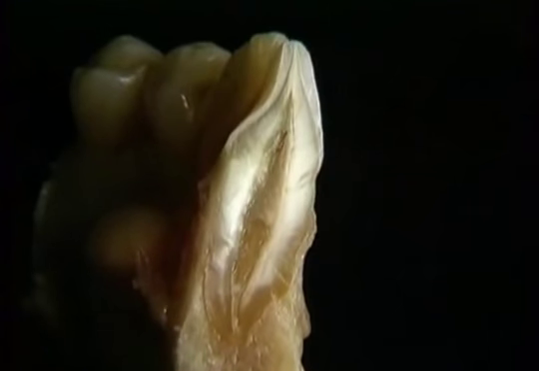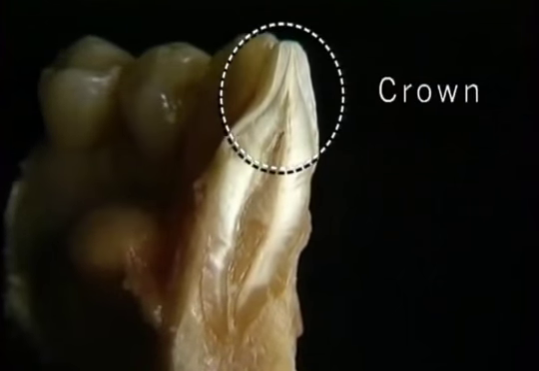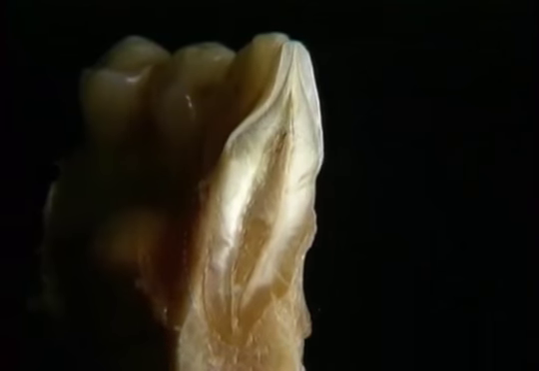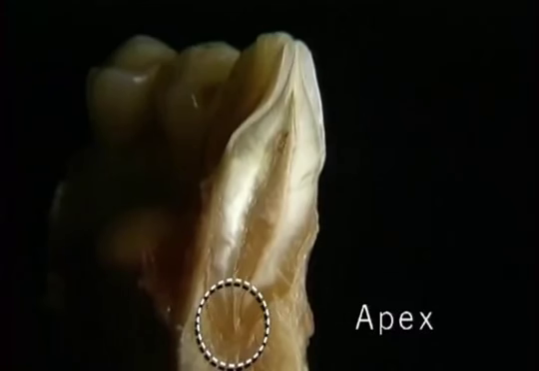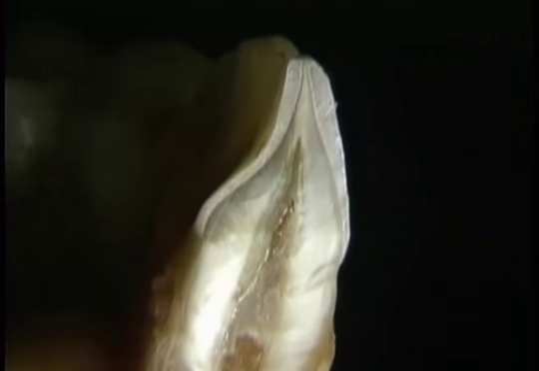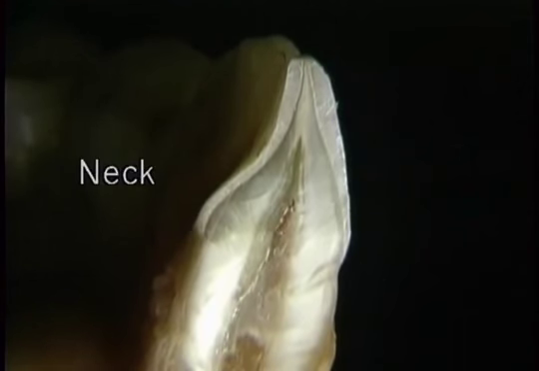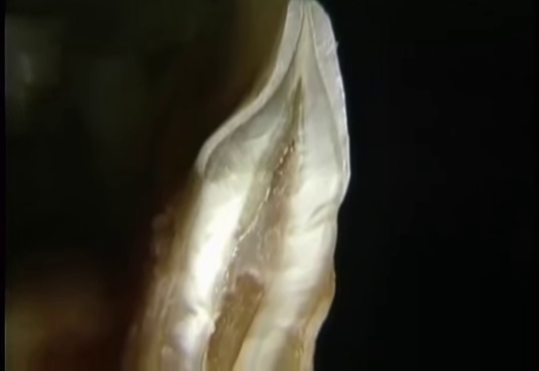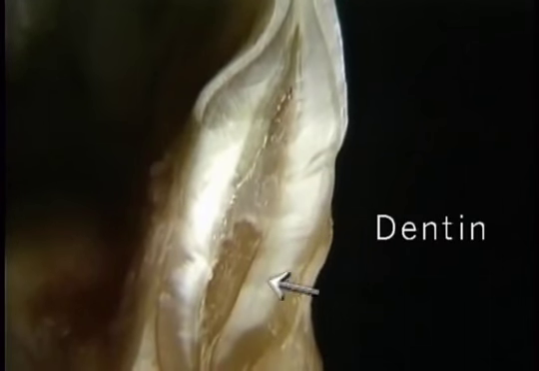Each tooth consists of a crown, which projects above the gingiva, and a root or roots which are embedded in bone. The tip of the root is called the apex. The crown and the root meet at this slight narrowing, the neck. The crown is covered on the outside with enamel, which is extremely hard. The inner part of the crown and the root are made of dentin.